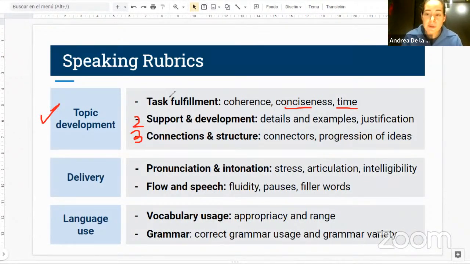Now, I am giving you templates, right? So I am telling you exactly what to say, in what order, what structure to use. I am already giving you these connectors that you're going to be using. So this criteria is pretty easy to fulfill, right? If you follow the template, then everything's going to be perfectly connected. So topic development isn't really that hard to get. I'd say it's just a matter of managing well your time.